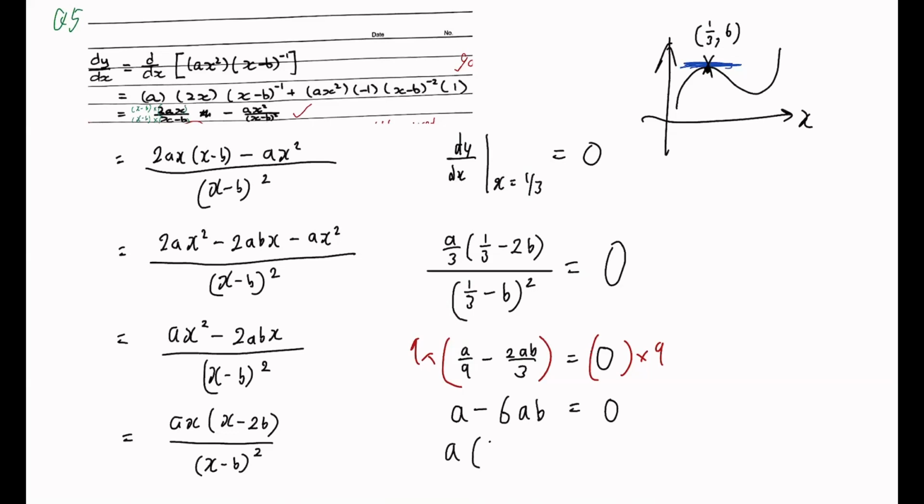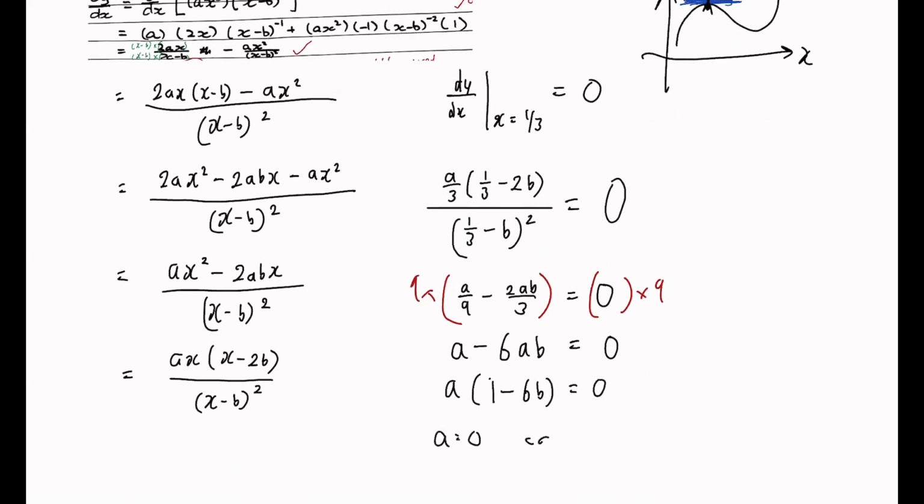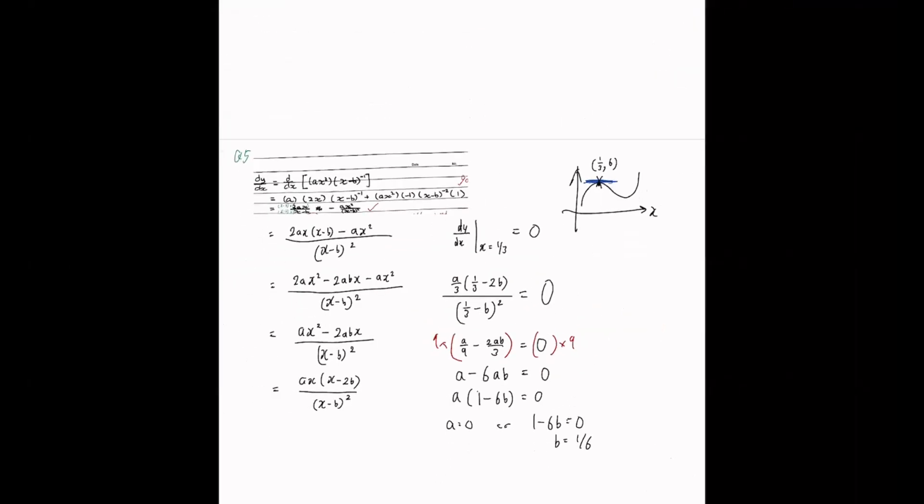A equals 0. Wait, factorize first. 1 minus 6b. Okay, good. So A equals 0 or 1 minus 6b equals 0, right? So B equals 1/6. Okay, good. Are we done? Is that the end of the question?